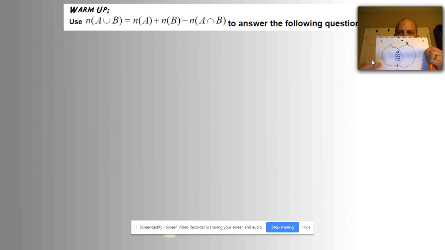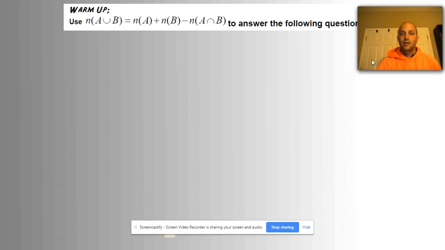Well, the problem with me adding up all in A and then all in B here is that we're adding this overlap, the intersection, the dark part, twice. So what this formula tells you to do is take all the numbers in A, take all the numbers in B, and then subtract the overlap. That's all that's going on. So there's my little Venn diagram for you guys.